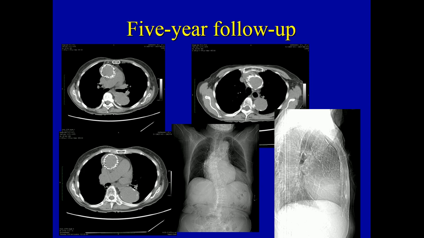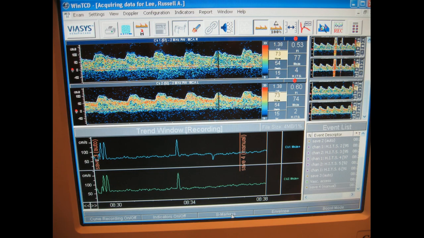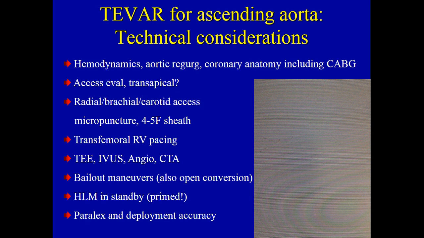This patient otherwise, I would argue, was not a surgical candidate and was not a candidate for any other options. The typical equipment we use is imaging, which in our case is a fixed imaging system, a pressure injector, and contrast obviously. We use IVUS, transcranial Doppler very commonly, MEPs and SEPs, and regional oxygen saturations. For patients who have significant calcification, we also use embolic protection devices that are used for carotid as well. So, this is the transcranial Doppler that would allow us to look for any embolization and reduce the manipulation that we have in the aortic arch.